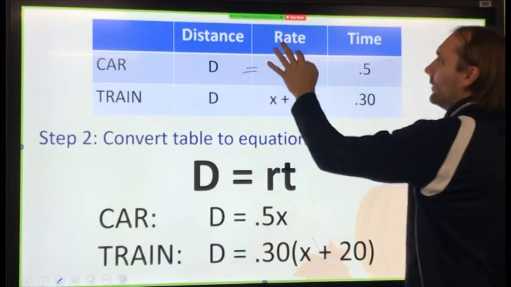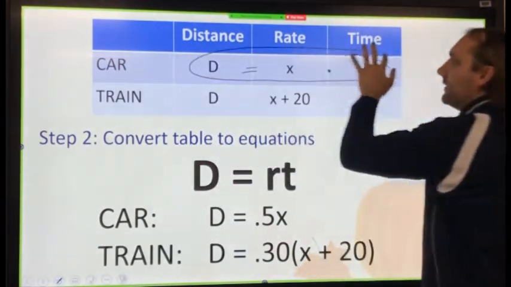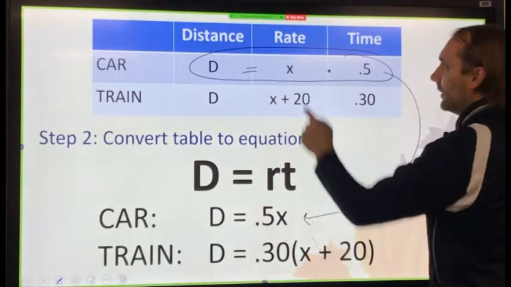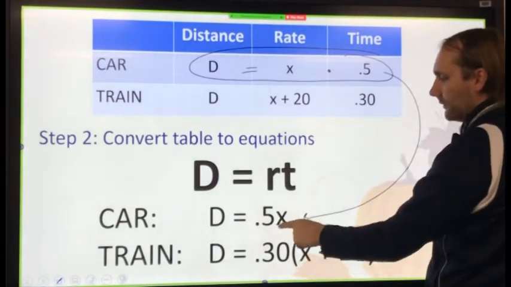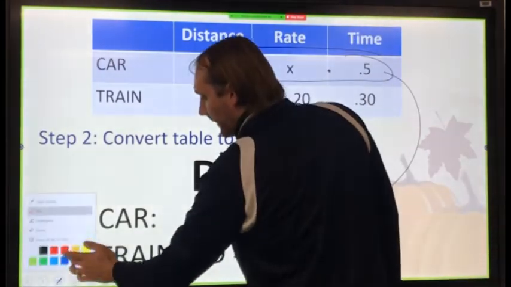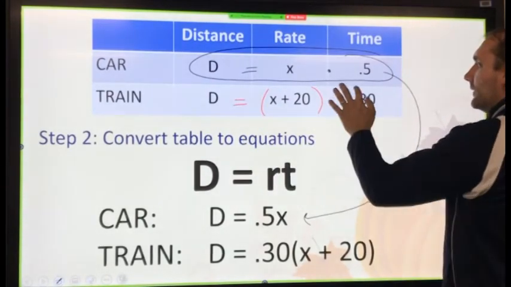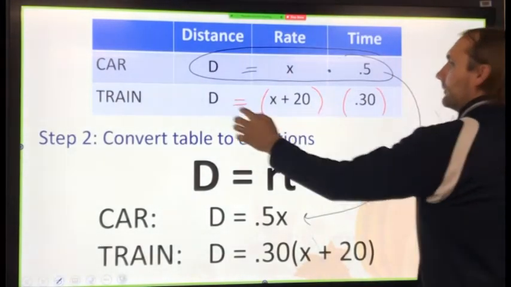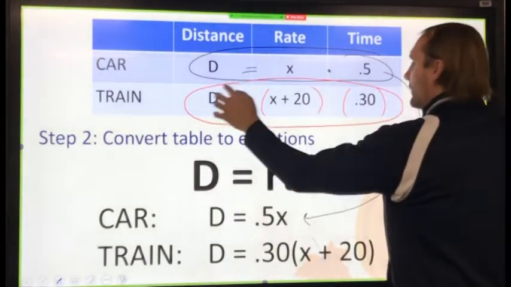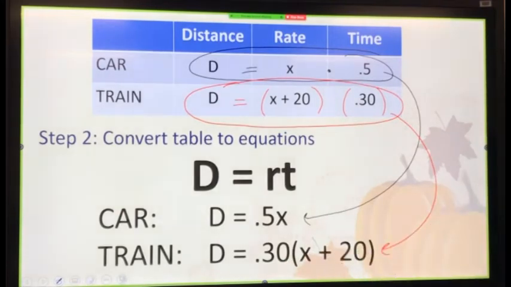Because I know my formula is D equals rate times time. So my first equation is D equals 0.5x. That's my first. D equals 0.5x. I have another one where I have D equals x plus 20 times 0.3. So that is my second equation. D equals 0.3 times x plus 20. So each of these rows gives me a separate equation.